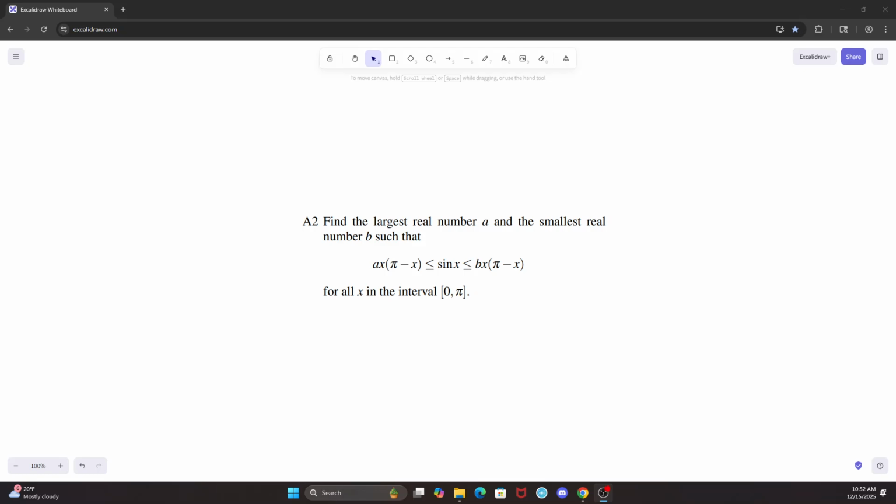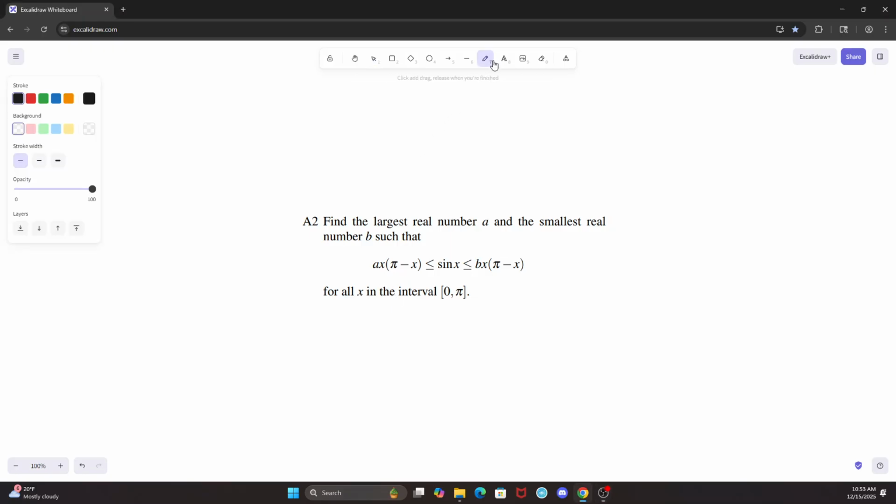Today we will be looking at the 2025 Putnam A2 problem, where we want to find the largest real number A and smallest real number B, such that sine of x is completely bounded by the quadratics ax times pi minus x and bx times pi minus x for all x in the interval 0 to pi.